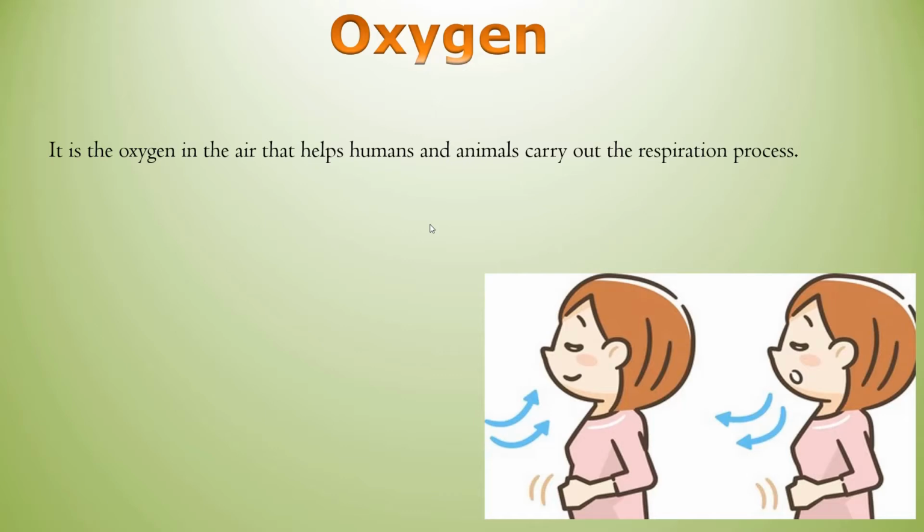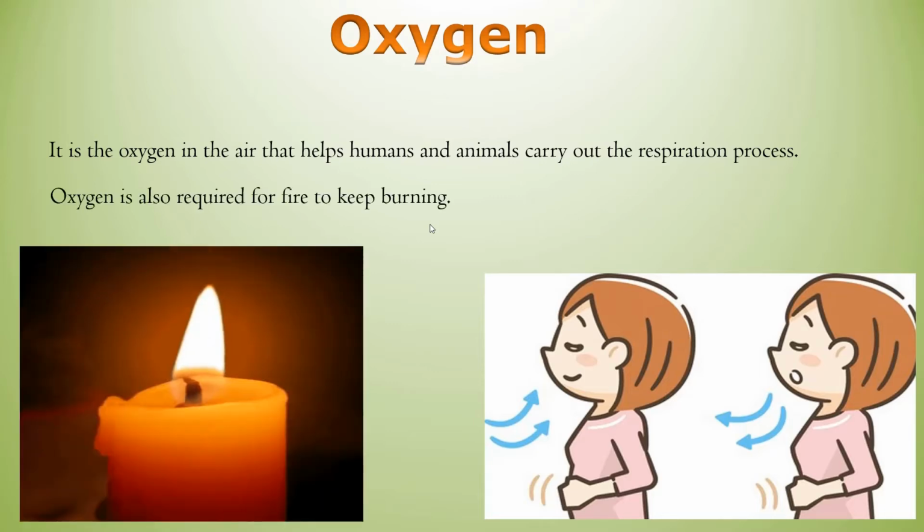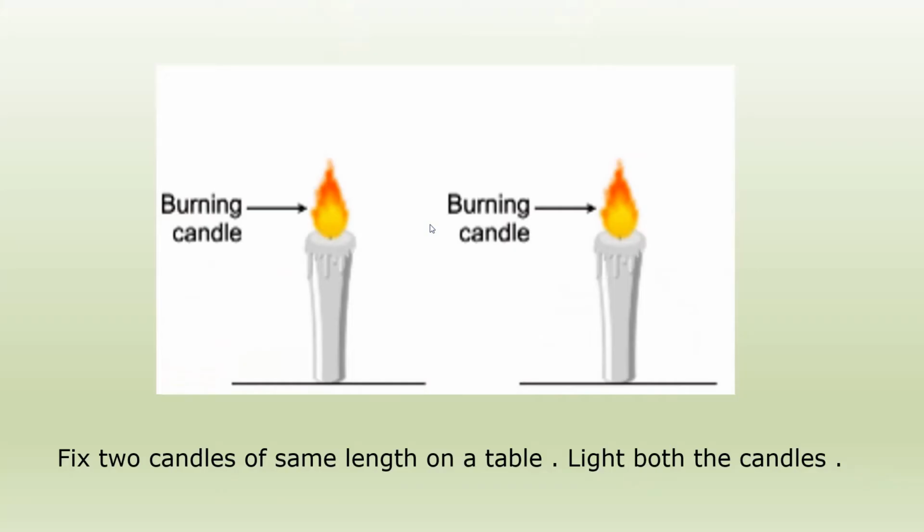Oxygen. It is the oxygen in the air that helps humans and animals to carry out the respiration process. Oxygen is also required for fire to keep burning. Now, how can we show that oxygen is required for burning? For this we require two candles. Fix two candles of about the same length on a table and light both the candles.